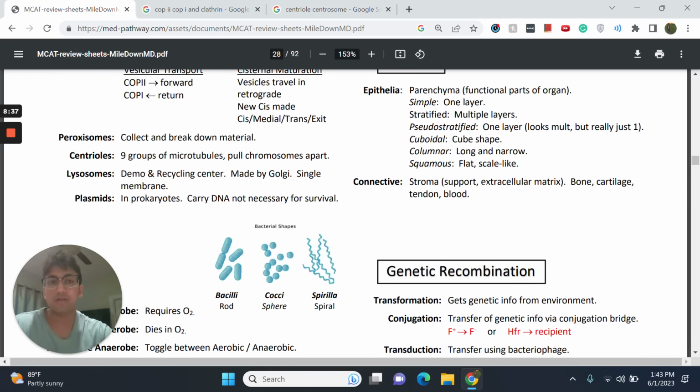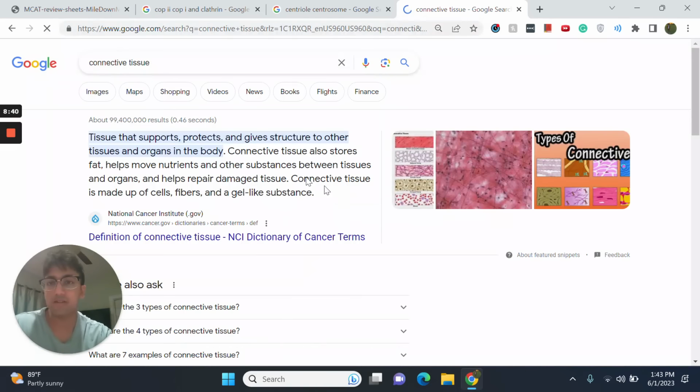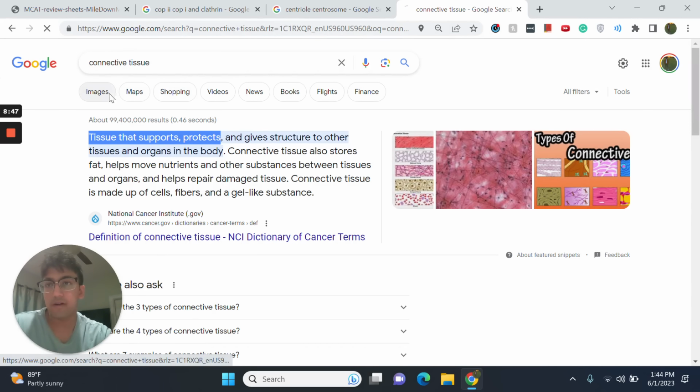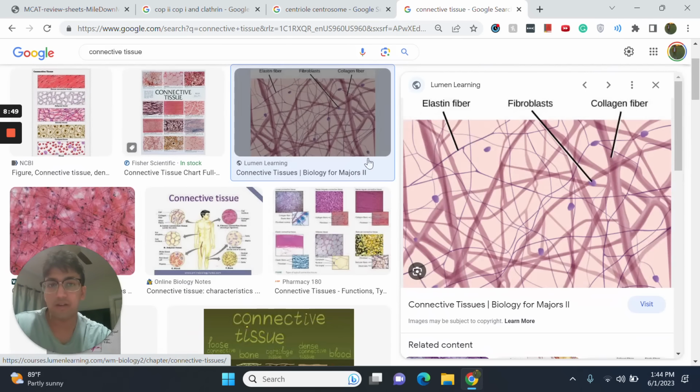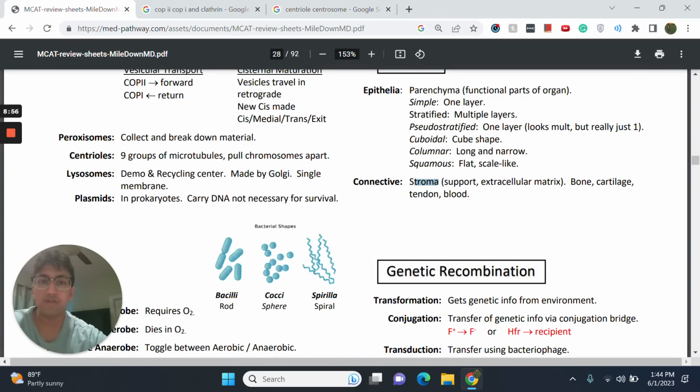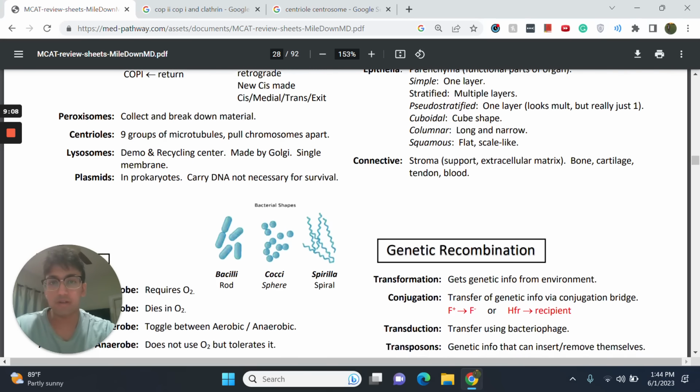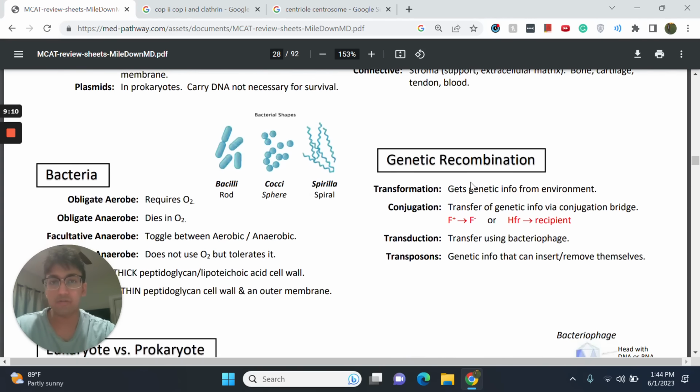Connective tissue is, usually we think of that in the extracellular matrix, but it's something that supports, protects, and gives structure to other tissues and organs, right? And if I looked at an image, you can think of them as providing structure and support to organs. Connective tissue can be stroma, which provides support in extracellular matrix, and they're very important in bone, cartilage, tendon, blood. If you think of anything that supports and gives structure to something, those are bone and cartilage, tendon, blood. Those are things that are involved in connective tissue.